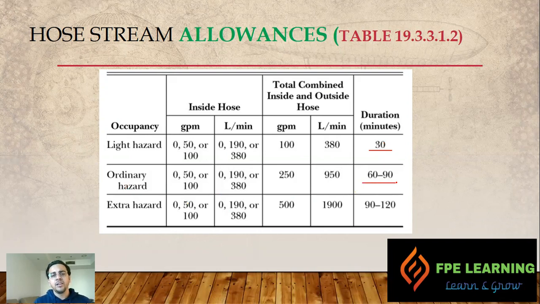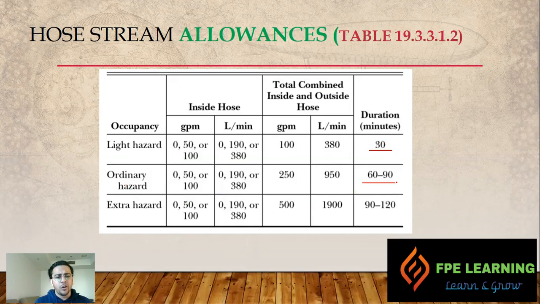If you want to select 60 minutes, there is a condition for that. If you want to reduce the capacity of the water tank and all, you can go with the 60 minutes, but there is a condition. This system needs to be supervised by a water flow switch, and those signals should be constantly attended by a person 24 by 7, so that in case of fire, there is a high chance that the security department or fire department team will come to the scene as soon as possible and try to extinguish or control the fire manually. So for 60 minutes for ordinary hazard and 90 minutes for extra hazard, this system needs to be supervised.